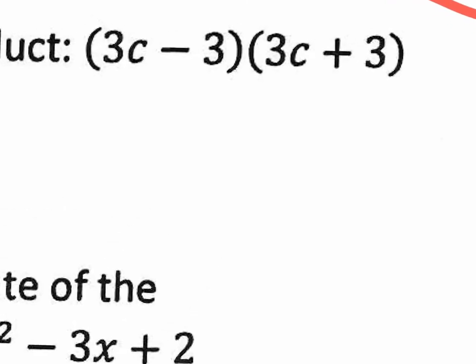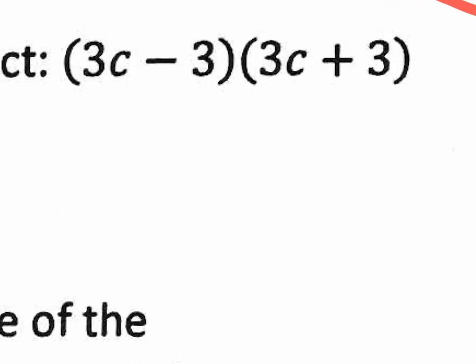Simplify the product. Man, this one's ridiculously easy. Everybody should get this right. Why? Because it's just distribution. Yes, you have a binomial, but all you're doing is distributing one at a time.